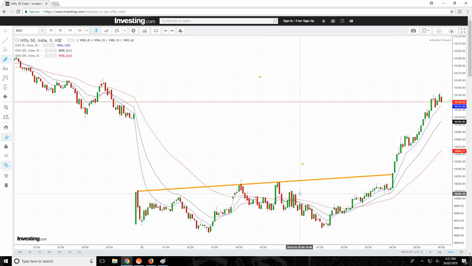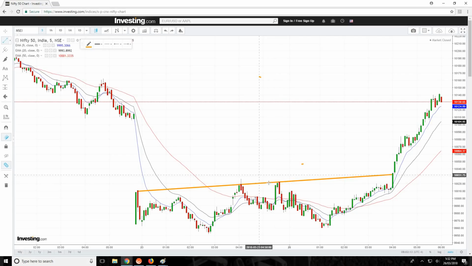Today, as per my view, we got 2 entries. 2 good setups, which could have given us handsome profits. So I have this trend line going now, where I've connected these 2 points. Nifty opens here, and it starts to go up, and it finds resistance exactly at this level.